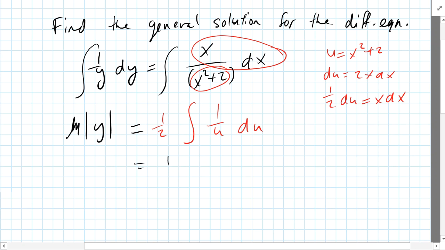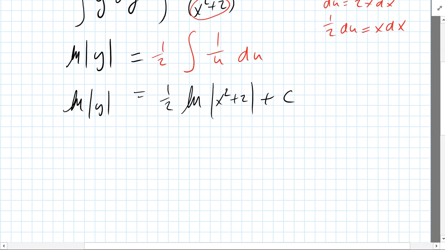So this equals 1/2 natural log absolute value. What was my u? x squared plus 2. So I really didn't need the absolute value because that's always positive, right? If you're paranoid, can you just leave the absolute values? There's nothing wrong. If you want to leave it as absolute value even though it's positive, go ahead. Plus c. Do I want absolute value? Do I want natural log absolute value of y? Absolutely not.